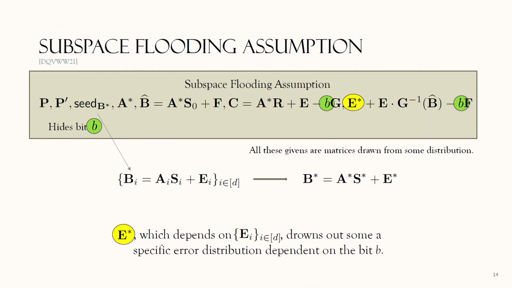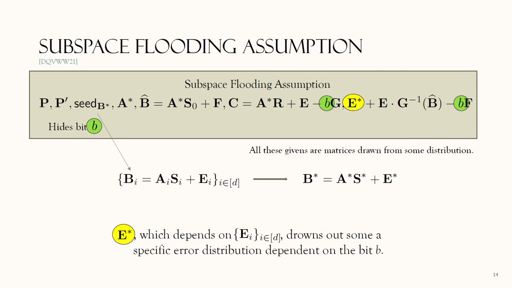And let me just flash the subspace flooding assumption real quick. You don't need to understand all the details. I will just pick apart the parts that are important. But you have effectively a bunch of matrices drawn from some distribution that hides this bit B, which I highlight in green. And the seed B star is a way of generating a pseudo-random LWE sample from a smaller, expanding from a smaller number of bits to a larger, or you can think of smaller matrices to a larger LWE matrix, or pseudo-random LWE matrix.